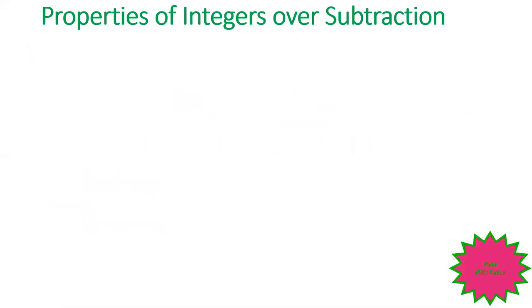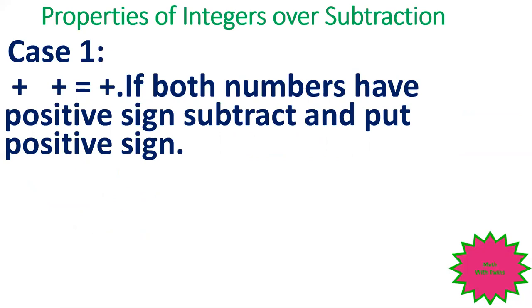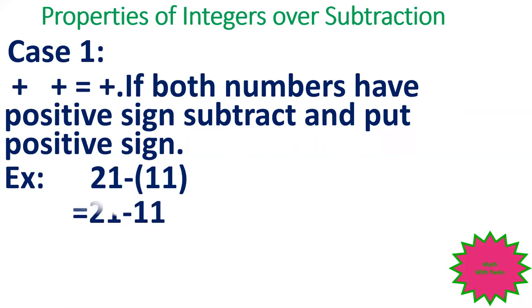Properties of integers over subtraction. Case 1. The subtraction of two positive numbers results in a positive. That is, if both numbers have positive sign, we need to subtract them and put a positive sign. Let's see an example. 21 minus 11. Here 21 is positive and 11 is also positive. So we need to subtract 21 and 11. So 21 minus 11 gives us 10, and we put a positive sign in front of it. So our answer is positive 10.